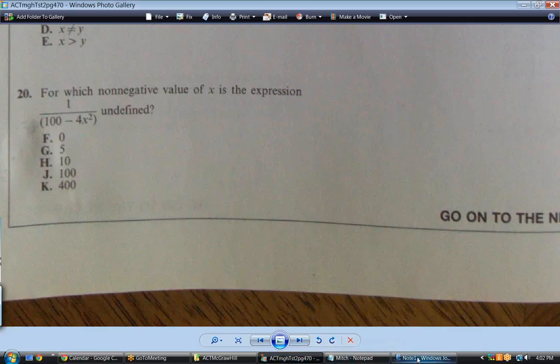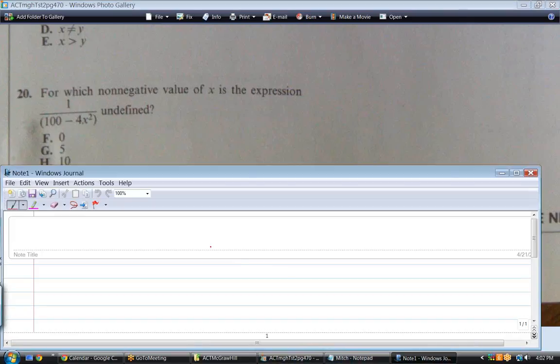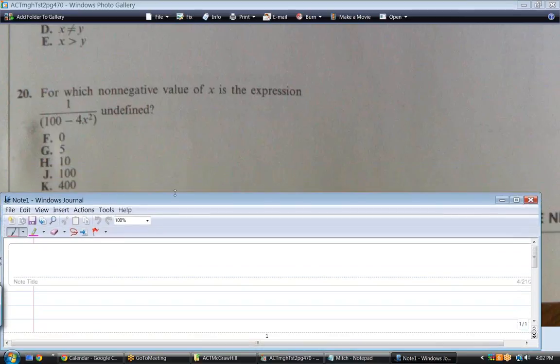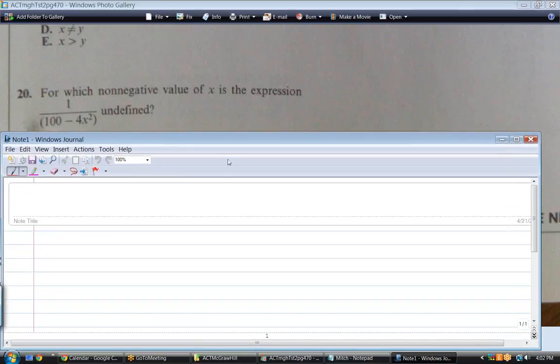All right, let's look at this problem here. Well, let me cover up the answers. You don't need multiple choice here. I want to make sure you know how to do this without multiple choice. Where is that undefined? Conceptually, where is it undefined?